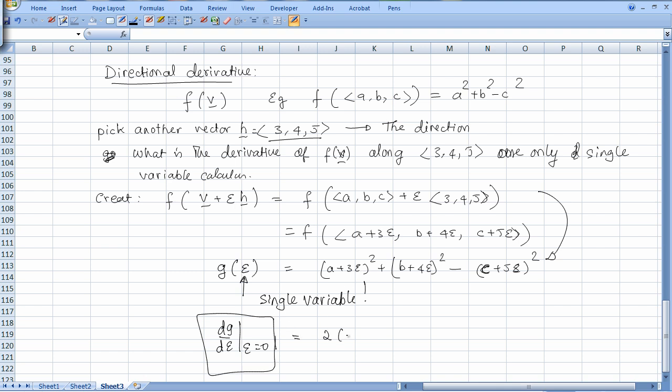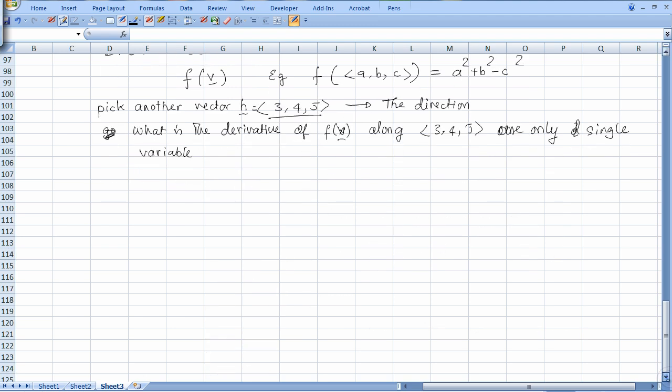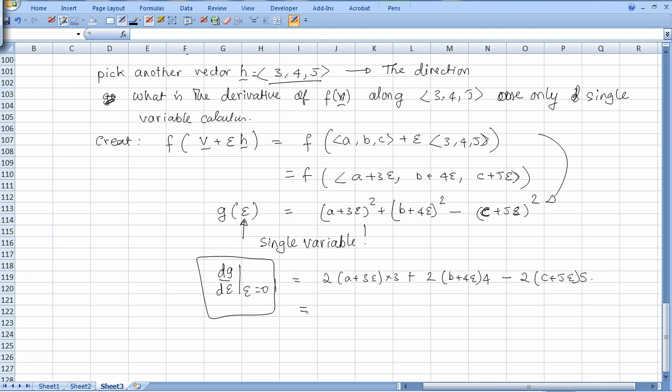So 2a plus 3 epsilon times 3 plus 2b plus 4 epsilon times 4 minus 2c plus 5 epsilon times 5, which is equal to, and I'm going to put epsilon equal to 0. So then I'll get 6a plus 8b minus 10c. You can try any other method, you'll get the same answer.